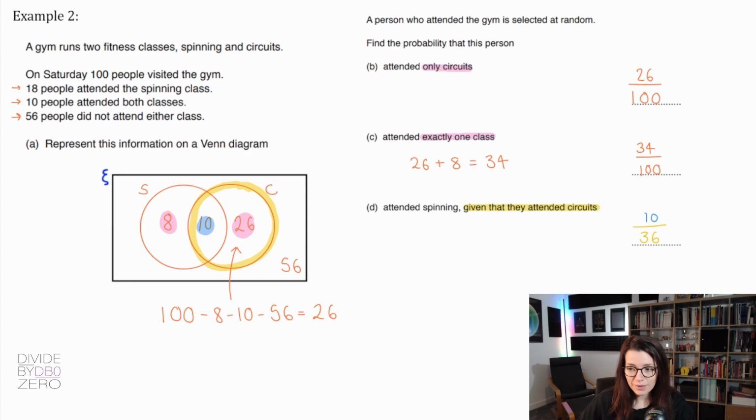I just wanted to point out at this point that you may see this word given represented in probability notation. So you might see something like P, S, and then a line, C. That line means given. So this part in purple would be read as the probability of spinning given circuits. Or you might see it written in words like we had in part D there.